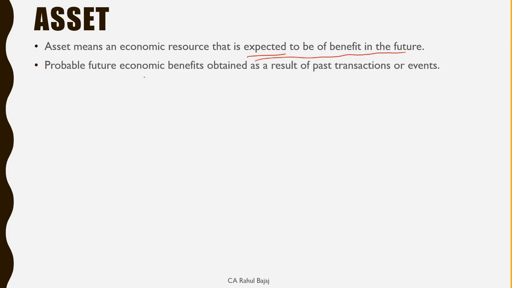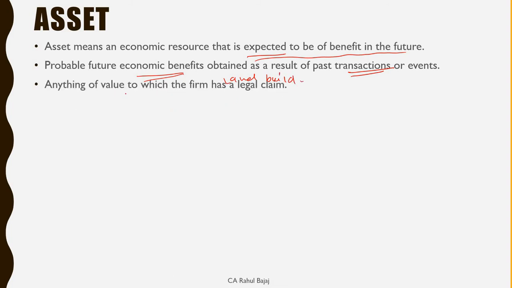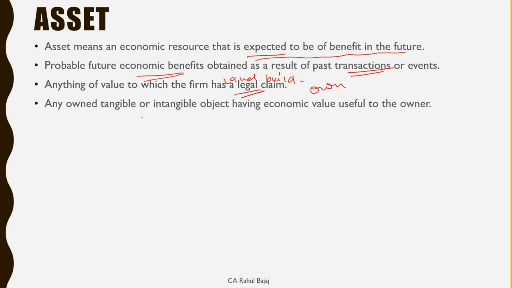Probable future economic benefits obtained as a result of past transactions. Whatever past transaction gives me future economic benefit is my asset. Land, building, car, furniture, anything, all these are my assets. Anything of value which the firm has a legal right to claim, owns, anything the firm owns having future economic benefit.